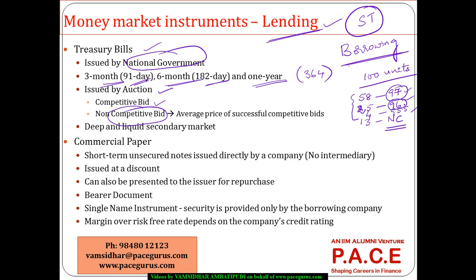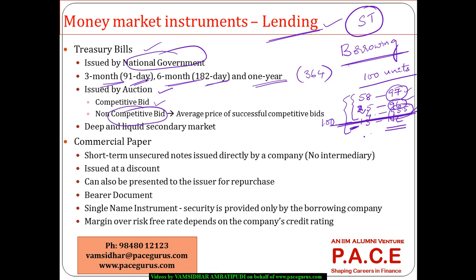These people are ready to purchase it at 96. These are ready to purchase at 95.5. And 13 of them, let's say, have gone for a non-competitive bid. Okay, 100 units are getting covered here. 83, 87, 100. Now, the government can see where the cutoff is.